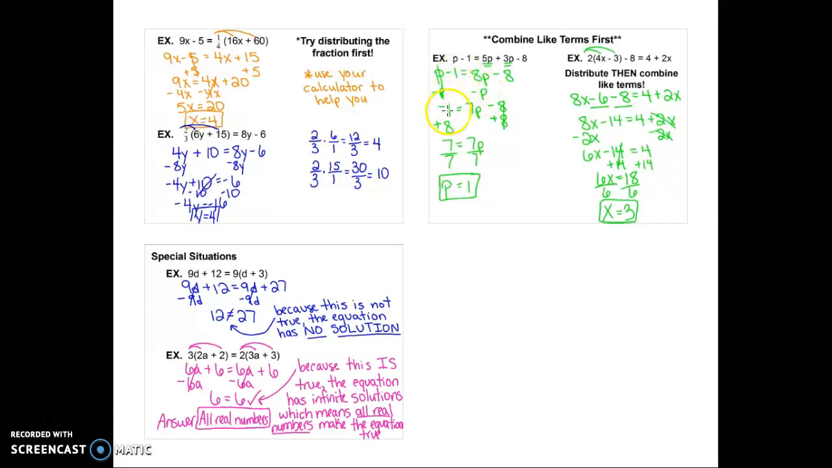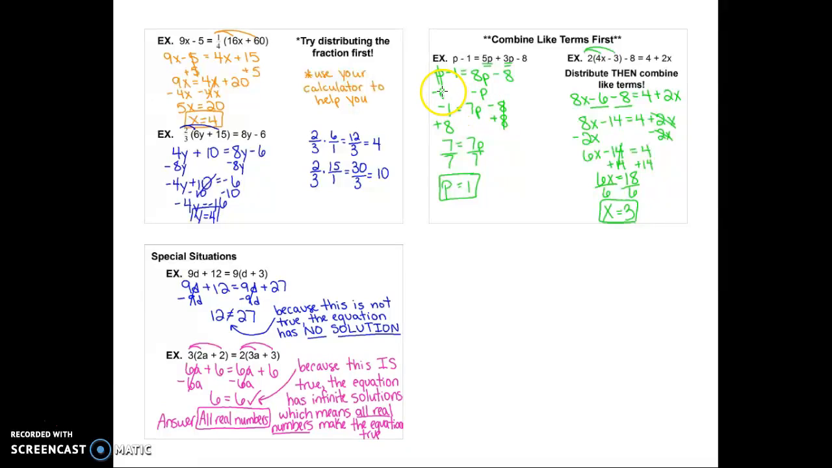So you drop down your -1. Do not lose that sign. Remember, the sign in front of the value is connected to it. Equals 8p minus 1p is a 7p, and again, you drop down that minus 8.